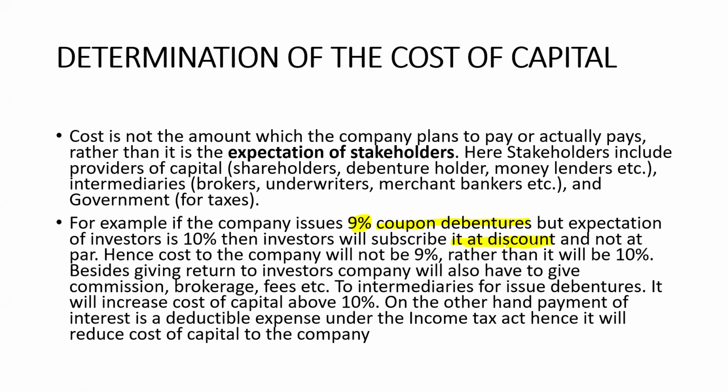Besides giving returns to the investor, the company will also have to pay commissions to the intermediaries, whoever they are; their fees and commissions have to be paid. So for intermediaries to issue debentures, it will increase the cost of capital above 10%. On the other hand, payment of interest is a deductible expense under the Income Tax Act. Hence, it will reduce the cost of capital of the company.